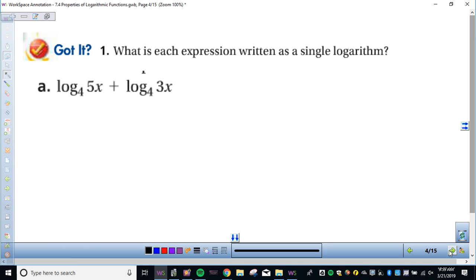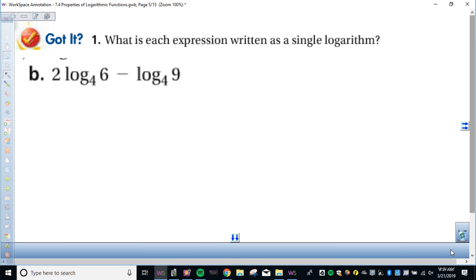X plus x is 2x. X times x is good. So the answer to this one would be log base 4 of 15x squared. All you got to do, instead of the plus, is 5x times 3x. That was an excellent high roll. Okay, do this one on your whiteboard.